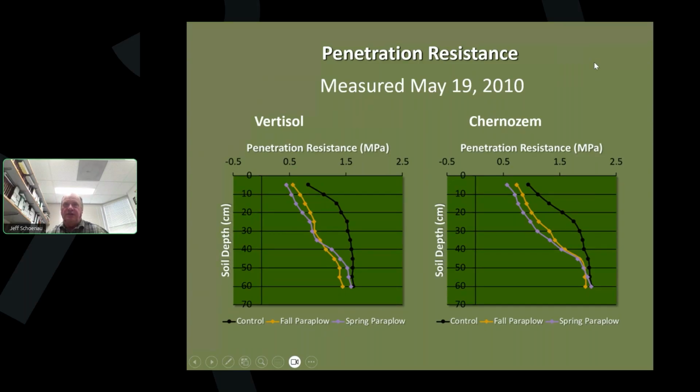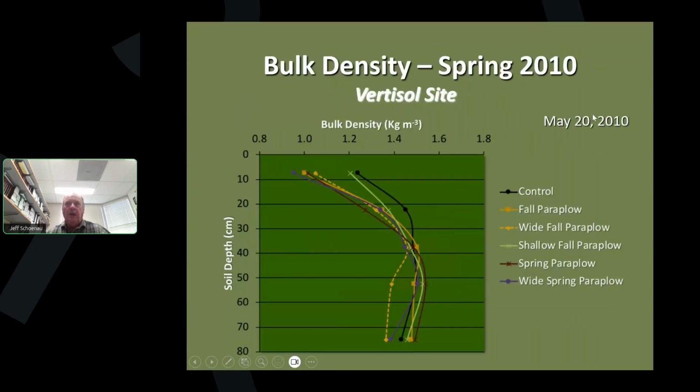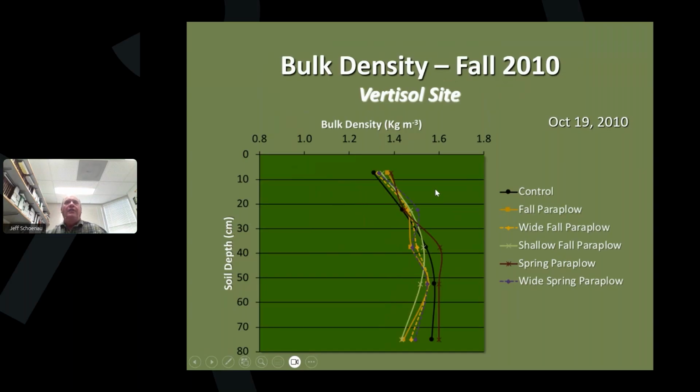So it was reducing the soil strength, and it was, not surprisingly, reducing the density of that soil as well, especially at the surface, but proceeding again all the way down to about the depth of operation, about 40, 45 centimeters compared to our control, which is the black line. Our shallow operation didn't do as good a job as our deeper operation. That was the Chernozem site.